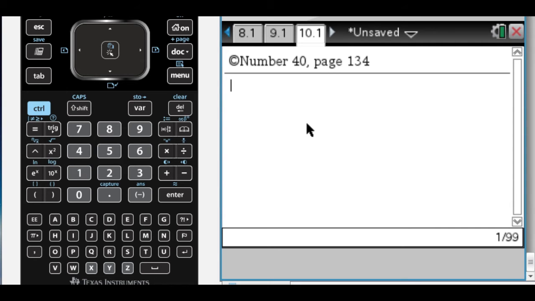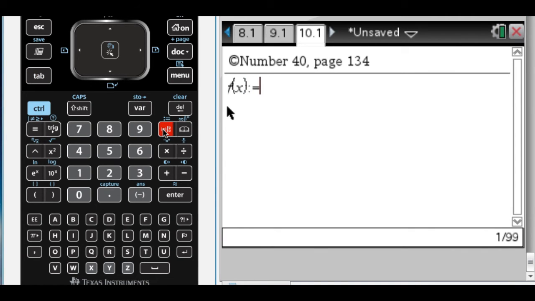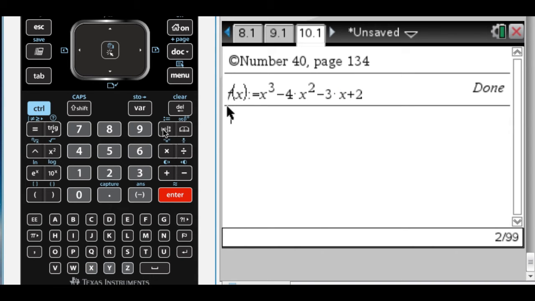All right, we're going to pick up with number 40. For number 40, I'm going to define a function, f of x, because the test tells you that that's what it's called, so why not? It's going to be x cubed, minus 4x squared, minus 3x plus 2. Okay, so now I need to figure out what's true.